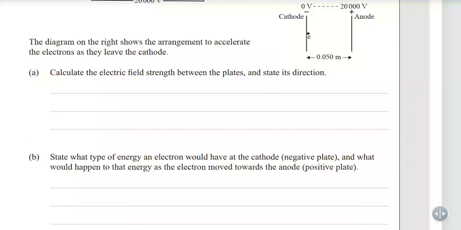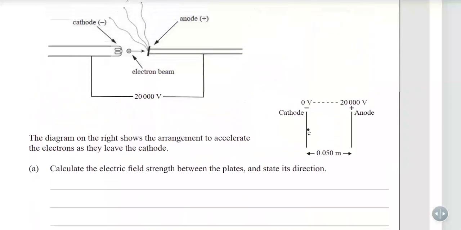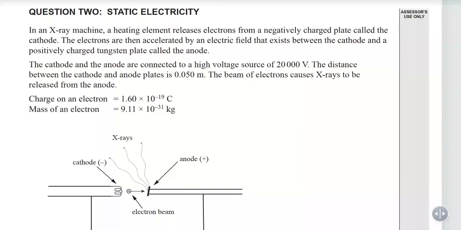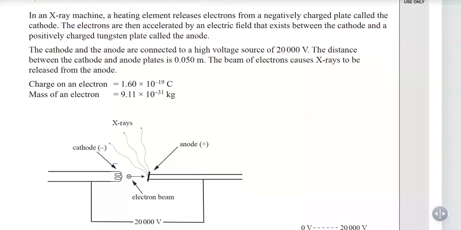Now let's have a look at the question. The exam question is about static electricity. The first part of the exam question is about this X-ray machine. In an X-ray machine, a heating element, that's this bit here, releases electrons from a negatively charged plate called the cathode. So this is a hot cathode. The electrons are basically pumped out because they get highly energized by the heat as well as by it being negatively charged. So that the combination releases electrons into a little cloud around here.